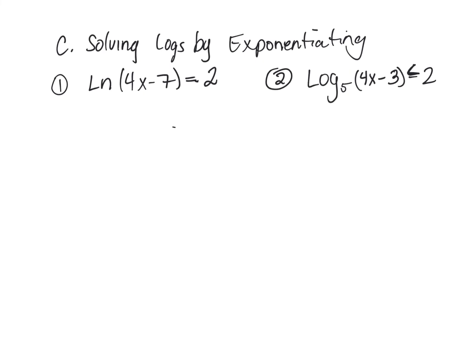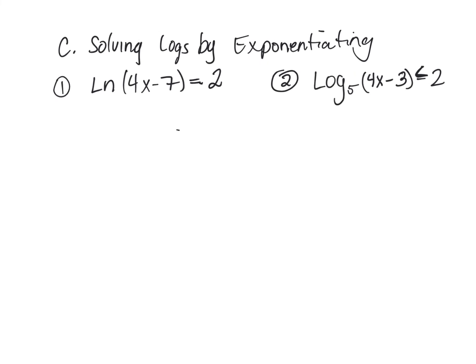Okay, and the last method, which it seems like a lot of the class like this method best, is called exponentiating. It's a big word. It basically means we're going to make each side of the equation an exponent with the same base as the log. This method works whether you have a log on both sides or log equal to a number. So that's the nice thing about this. It always works as long as you only have one log on each side.